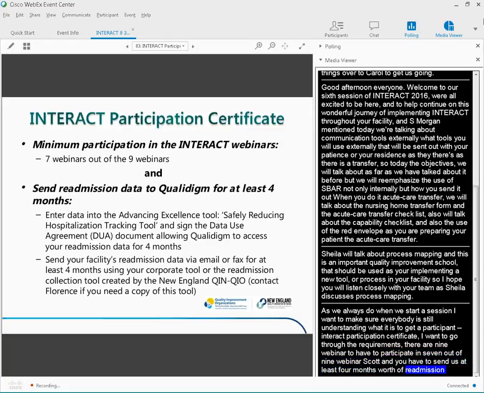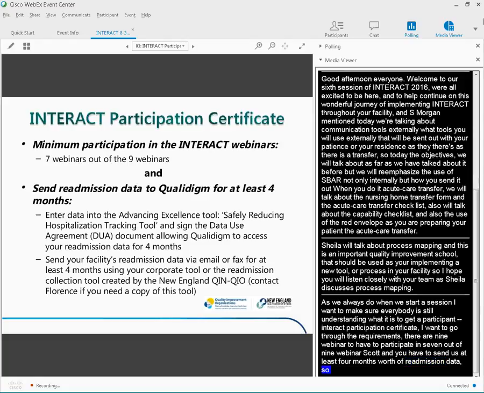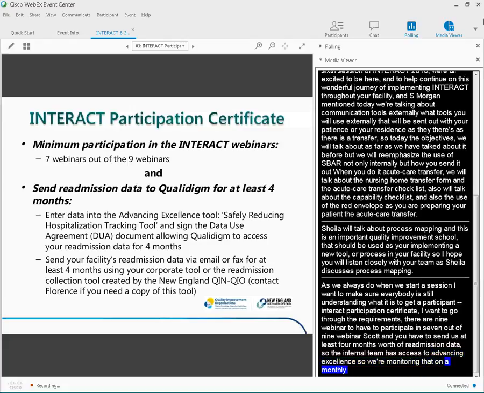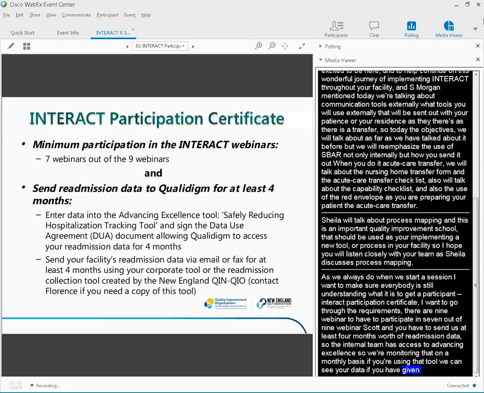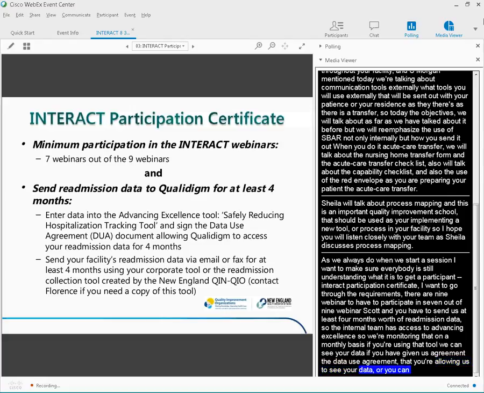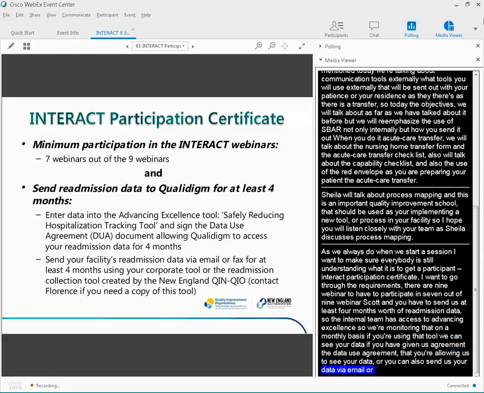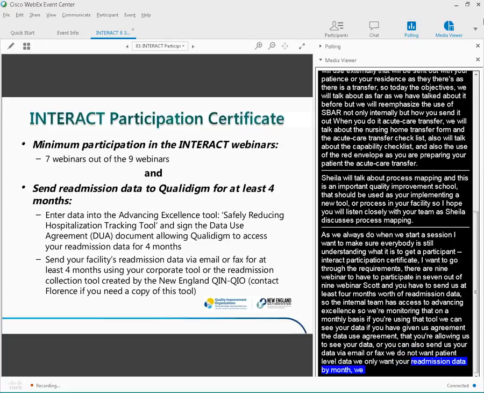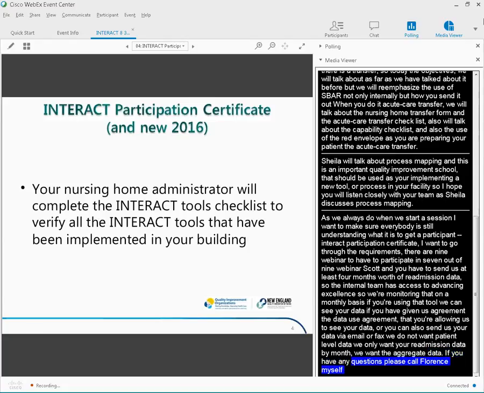The internal Qualidigm team has access to Advancing Excellence, so we are monitoring that on a monthly basis. If you are using that tool, we can see your data, if you have given us the data use agreement allowing us to see your data. You can also send us your data via email or fax. We do not want patient-level data. We only want your readmission data by month. We want the aggregate data. And if you have any questions at all, please call Florence, myself, or Sheila, and our contact information is at the very end of this webinar.